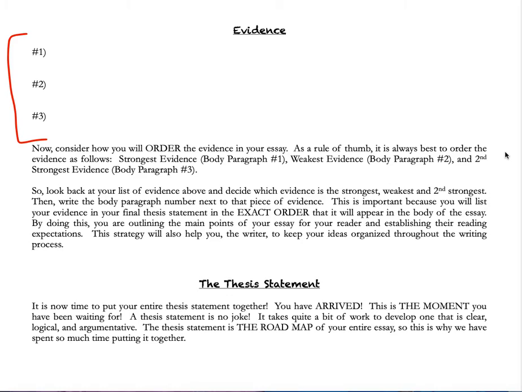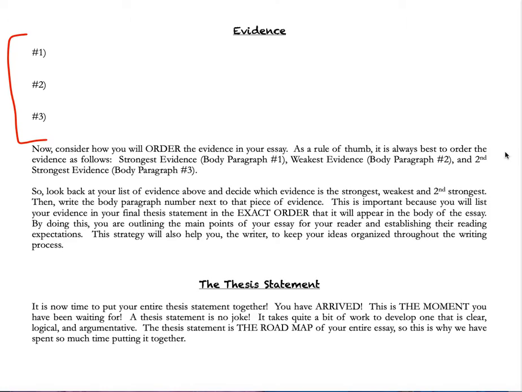This is important because you will list your evidence in your final thesis statement in the exact order that it will appear in the body of the essay. By doing this, you are outlining the main points of your essay for your reader and establishing their reading expectations. This strategy will also help you, the writer, to keep your ideas organized throughout the writing process.